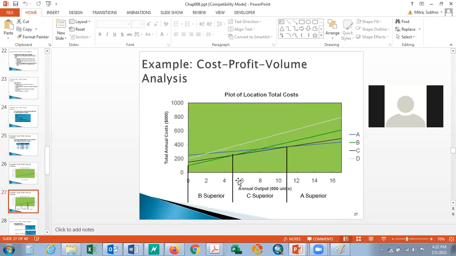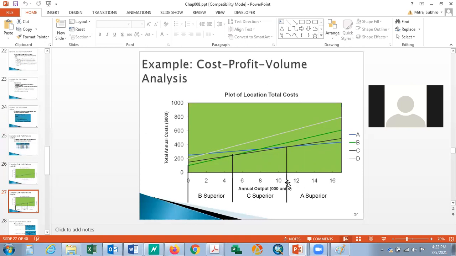So this graph over here shows that when the production is low, so it is less than, say, 5,000 units, this x-axis is in 1,000 units. So when the production is less than 5,000 units, this green line over here, which is B, that is the best option. Why that is the best option? That's primarily because the fixed cost for B was low. But again, B has a high variable cost.